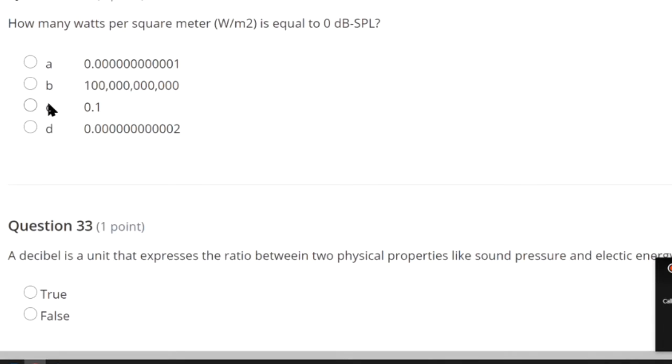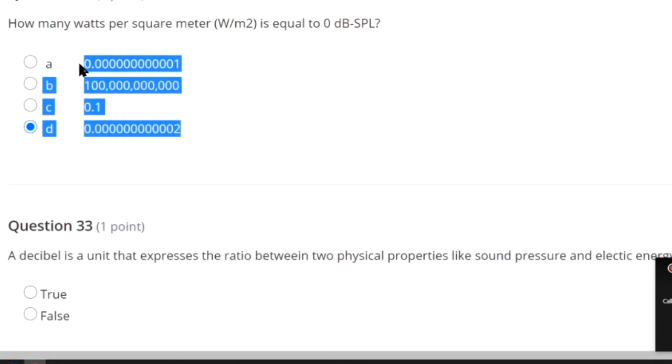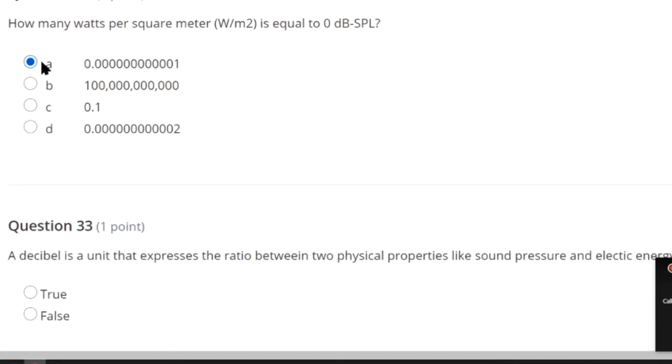How many watts per square meter is equal to 0 dB SPL? Is it 0.1, 2, 3, 4, 5, 6, 7, 8, 9, 10, 11 zeros and a 1? Is it 100 billion? Is it 0.1? Or 11 zeros and a 2? Yeah, it's A, which is 10 to the negative 12 watts per square meter. So that's just when you begin to hear a sound.